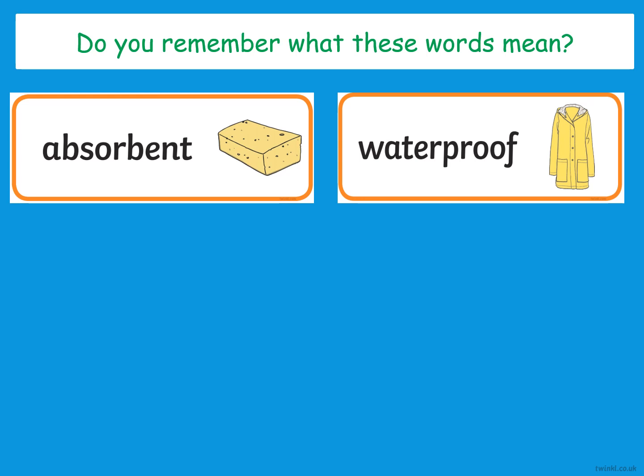Now, what does the word waterproof mean? Tell me. Well done. The word waterproof means that it does not let water in. Okay, so the water or the liquid simply just slides along the surface of the material and it does not let the water in.